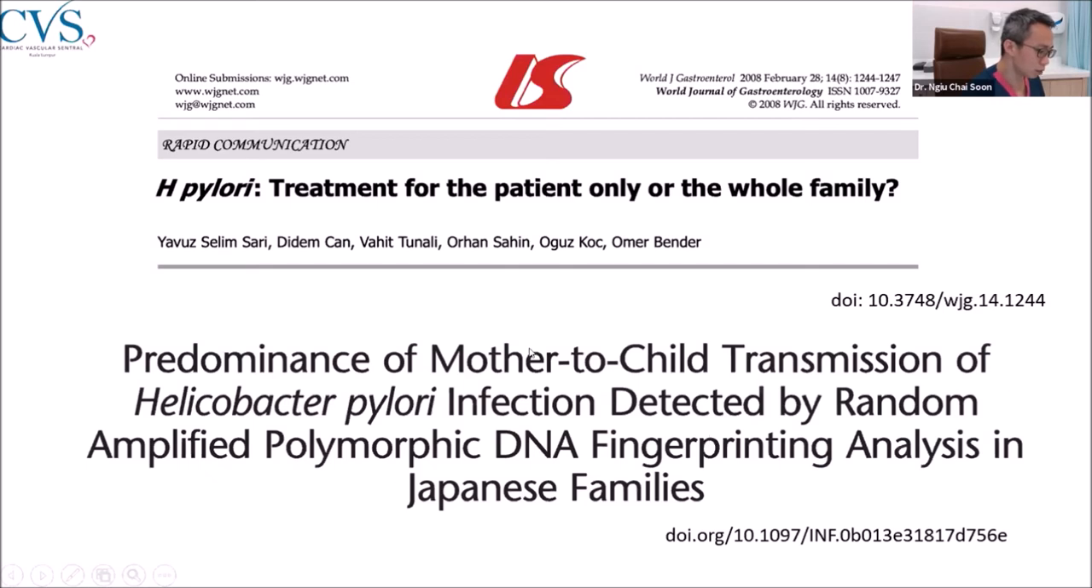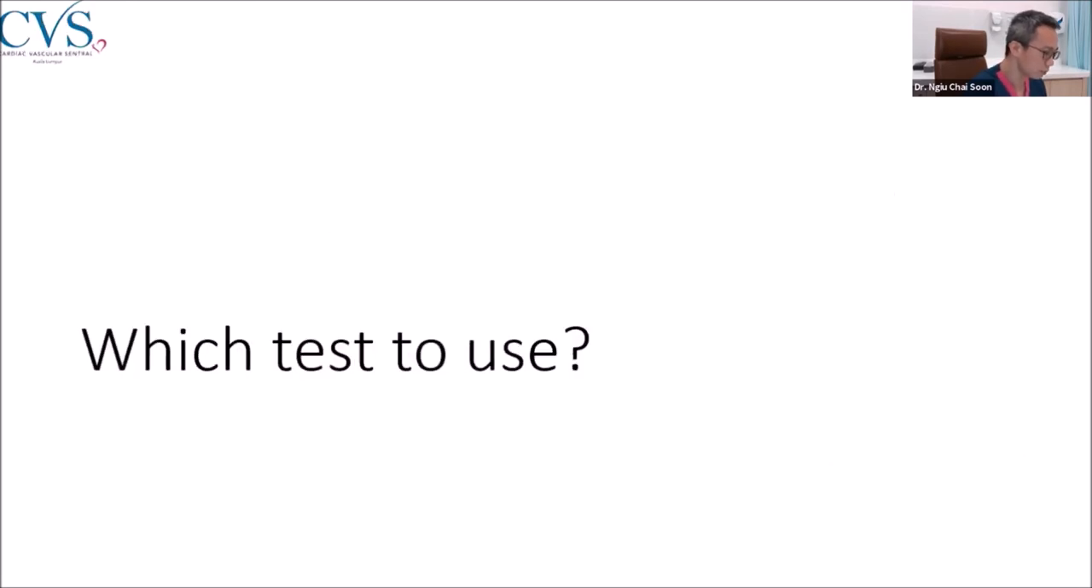There are some studies that look at treating the mother as well. We can understand that, especially in Japanese populations, there is a predominance of mother-to-child transmission of the disease. So if you have a female patient in the childbearing age who has Helicobacter infection, you may need to consider testing and treating the other family members as well, because the likelihood of getting the infection is higher.